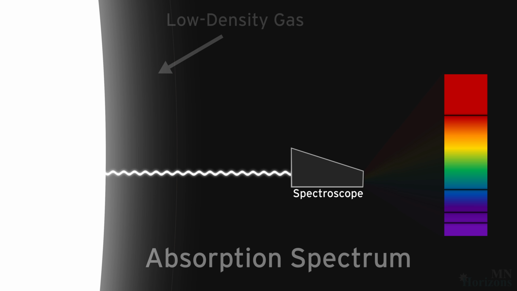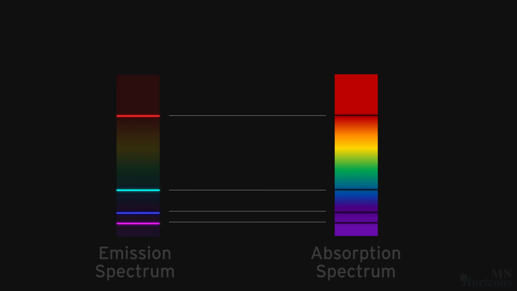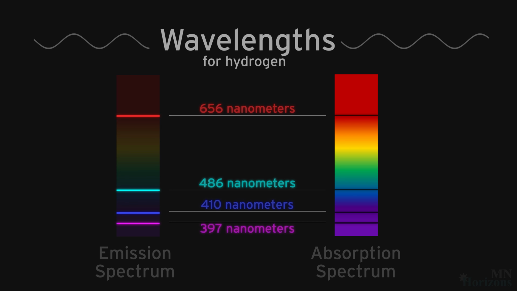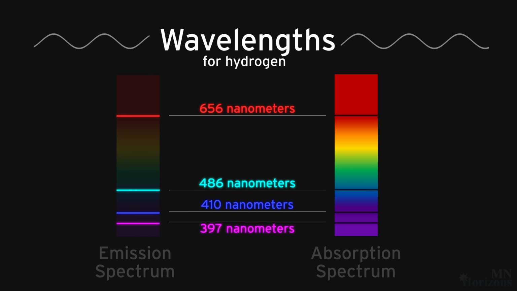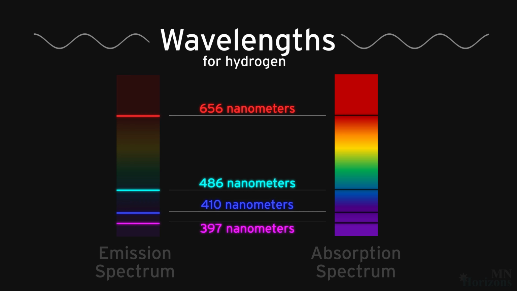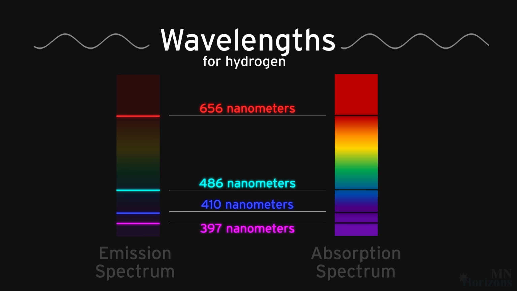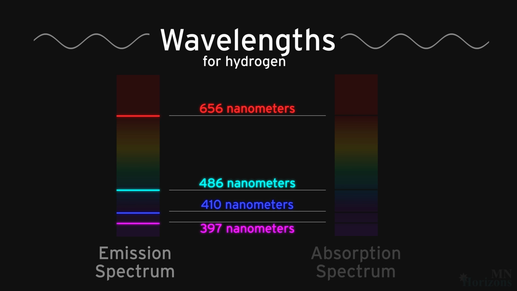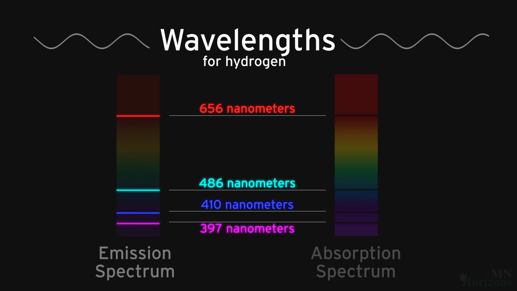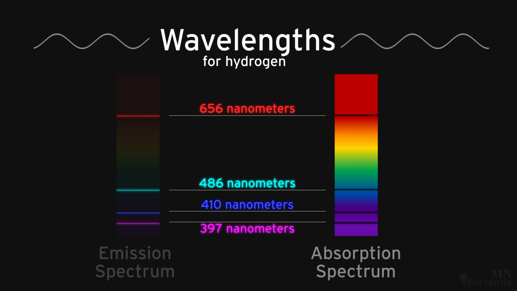An absorption spectrum forms because atoms in the gas absorb only very specific wavelengths of light. They do not absorb all colors, only certain ones. The absorbed wavelengths correspond exactly to the same wavelengths that the atoms would emit if they were energized. As a result, dark lines appear in the same positions where bright emission lines would normally be seen. In other words, emission spectra show which wavelengths atoms give off, while absorption spectra show which wavelengths atoms take in.